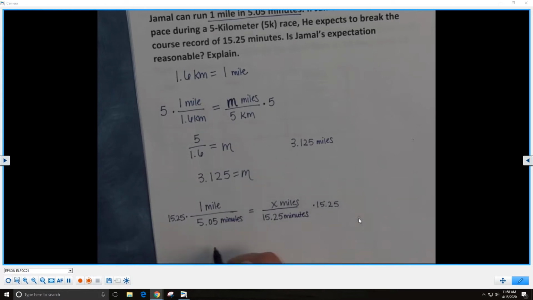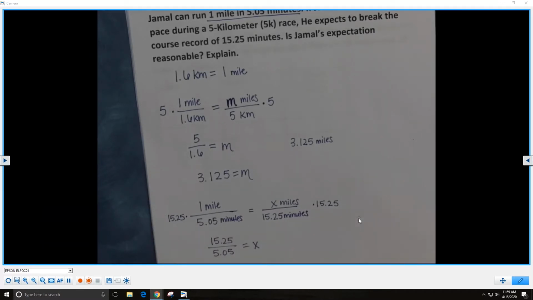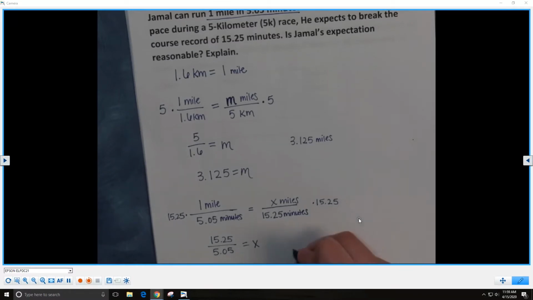Okay, that gives us 15.25 over 5.5 is equal to x. Doing our division, 15.25 divided by 5.5 gives us 3 and 2 hundredths. Hmm, let's see: what does that 3 and 2 hundredths mean in the context of the problem? You are correct. At Jamal's pace, he can run 3 and 2 hundredths miles in 15.25 minutes.